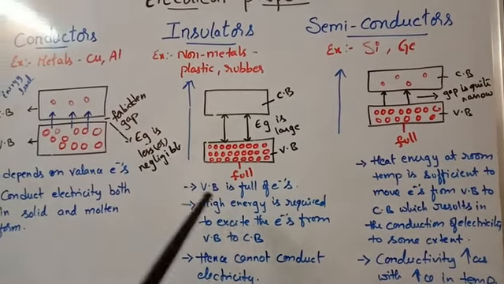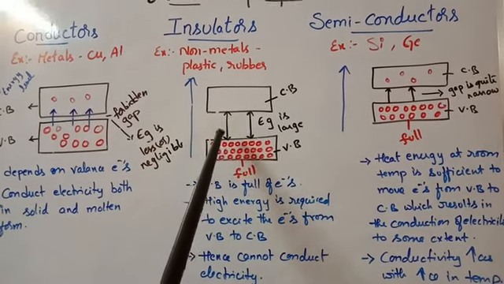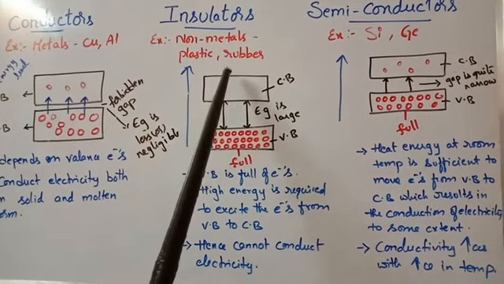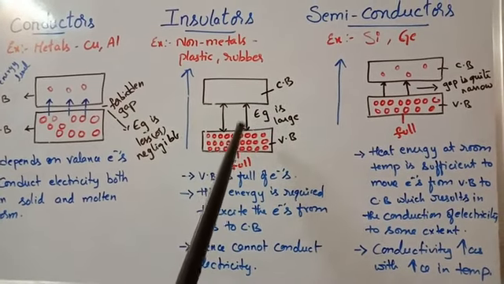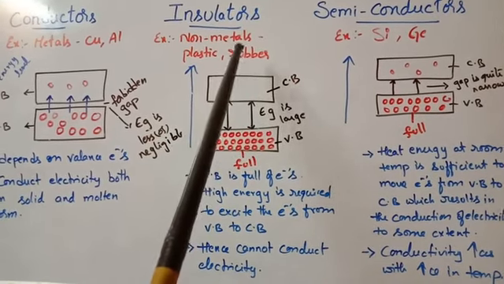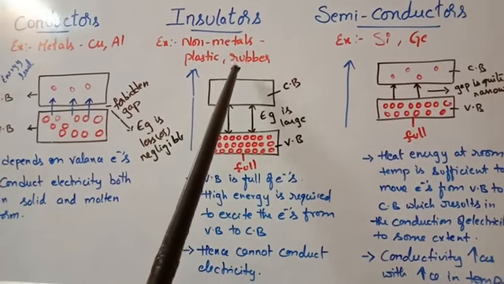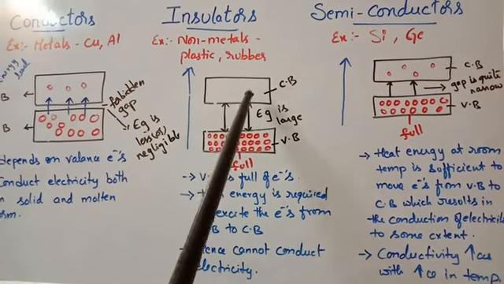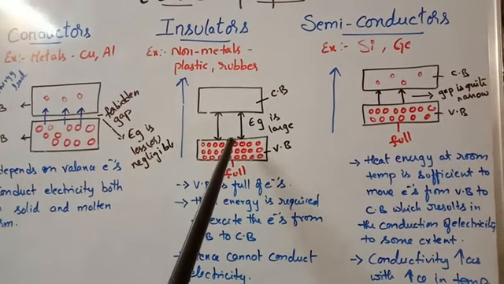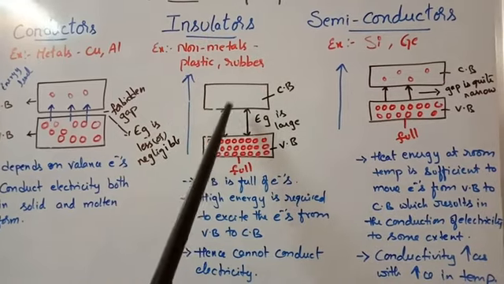As they are insulators, the valency band is full of electrons. If you want to move electrons from the valency band to the conduction band, we require a lot of energy. High energy is required to excite the electrons. So it is not easy to conduct electricity in insulators. Practically it is impossible to provide this huge amount of energy, which is why insulators are bad conductors of electricity.